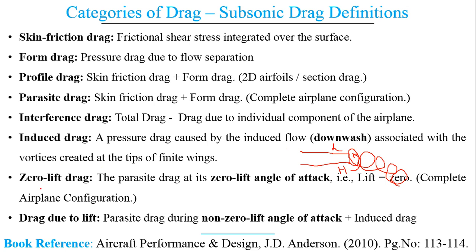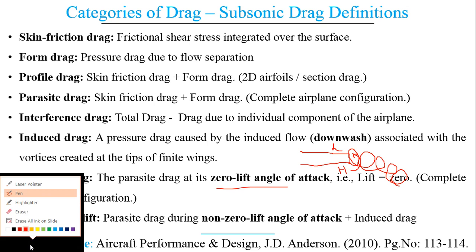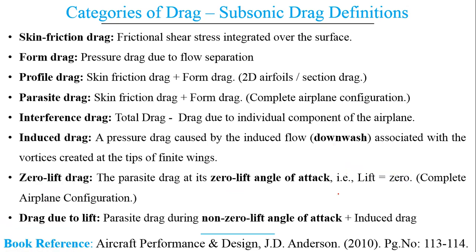And the next term is the zero lift drag. So the zero lift drag is a parasite drag which is obtained at the zero lift angle of attack. So the angle of attack at which the lift is zero is known as zero lift angle of attack, and we need to know that it is different for the cases of cambered wing and symmetric wing, which we'll be seeing about in the further portion of this syllabus.